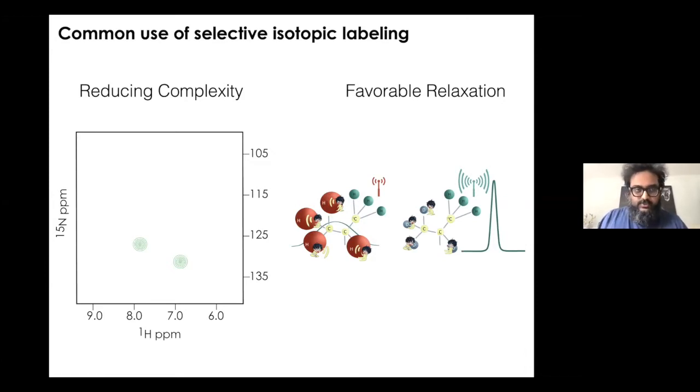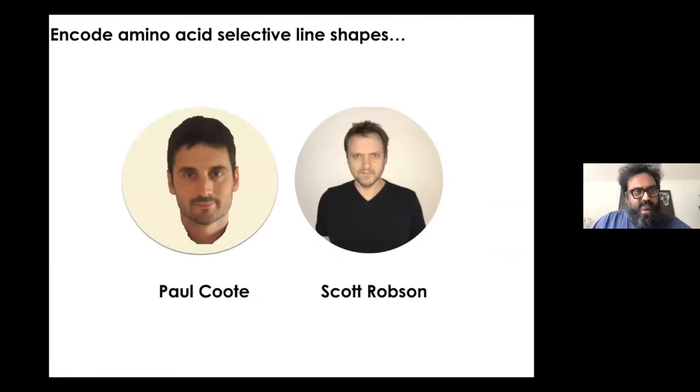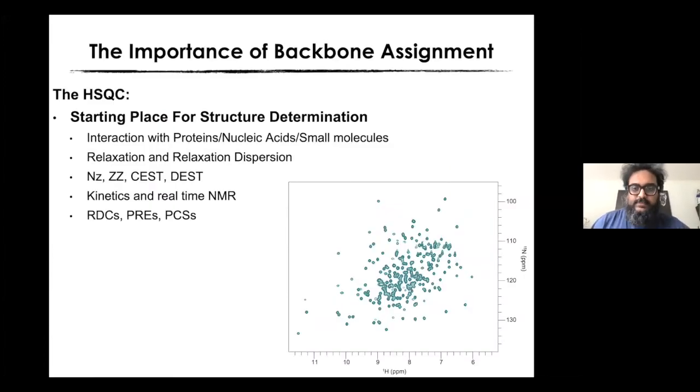Today, what I want to share with you guys is the use of isotopic labeling to enable amino acid specific line shapes, which is an uncommon way of looking at labeling. And the work was done by Scott Robson on the biochemical side, and Paul Coote on the pulse design side. But just before I go into the details of the talk, let's just set the stage. All of us know that this fingerprint spectra, the HSQC, is a very powerful spectra that helps us look at interactions, look at dynamics, etc.